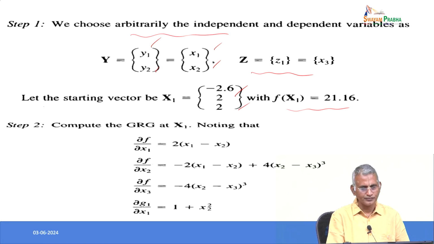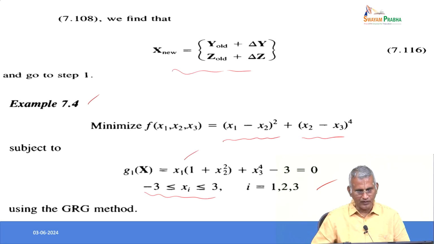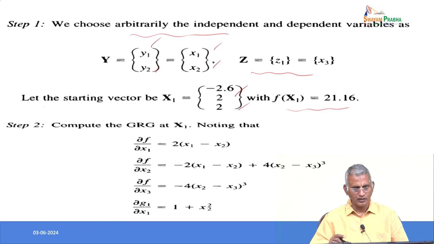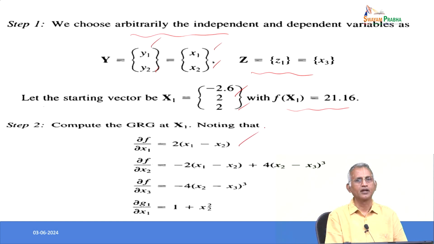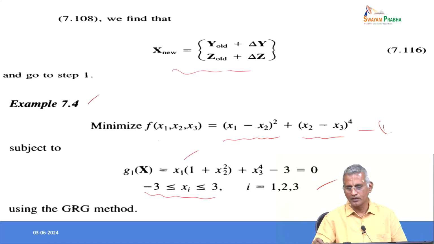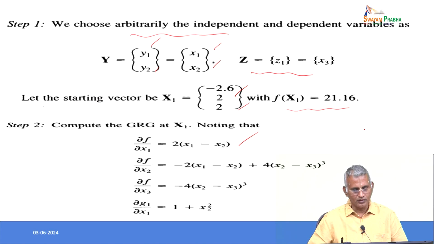Now, compute GR at x1, noting that ∂f/∂x1. So, differentiate this partially with respect to x1. So, we have 2 into (x1 minus x2) into 1, therefore 2 into (x1 minus x2) will come, and differentiate this equation partially with respect to x2.